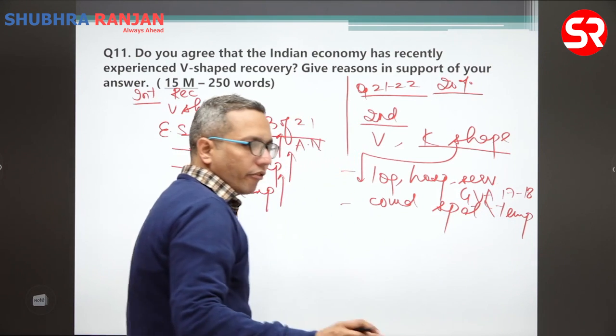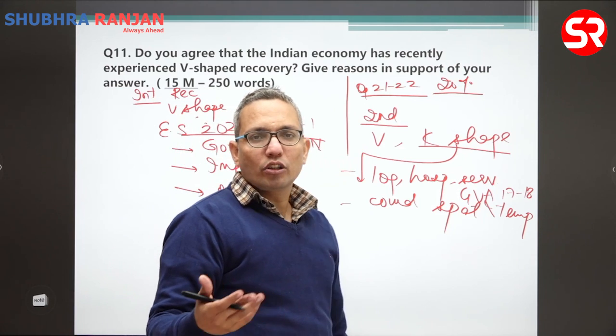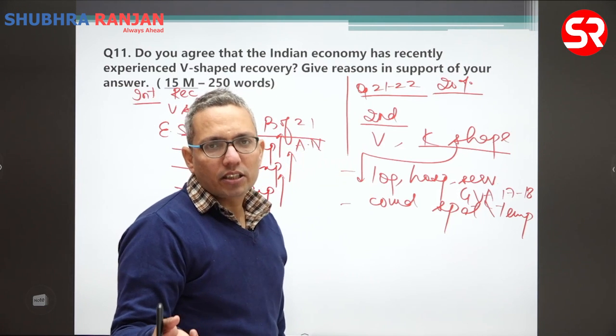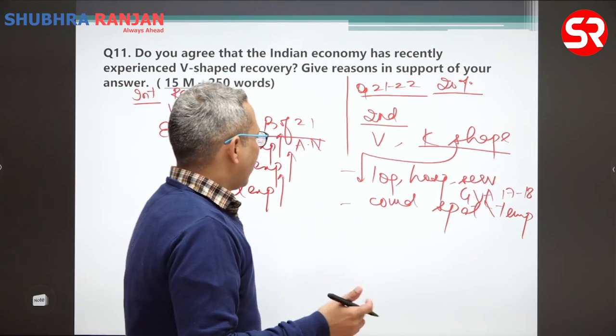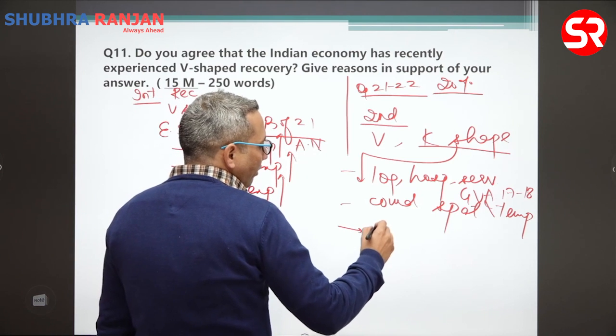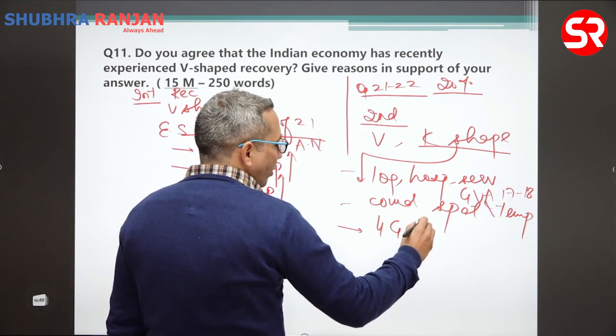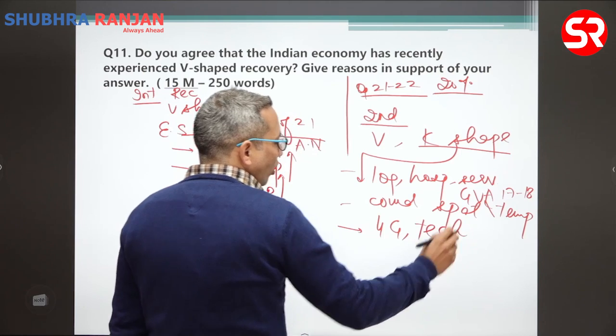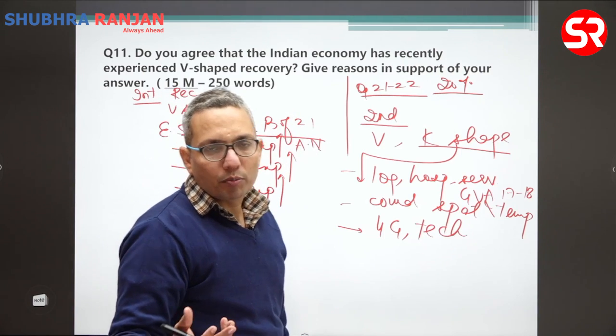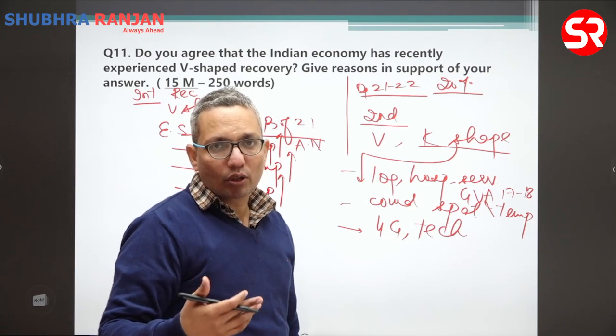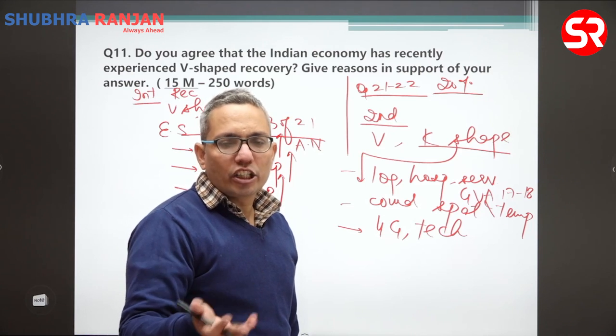Then we'll say that the effect of COVID is not uniform spatially and temporally. The effect is different in different areas. In northern states, the effect is more. In eastern states, the effect is less. Then we'll say that because of 4G and technology, many online technologies have also mushroomed. So certain sectors are going up, certain sectors are going down. So we're expecting a K-shaped recovery.